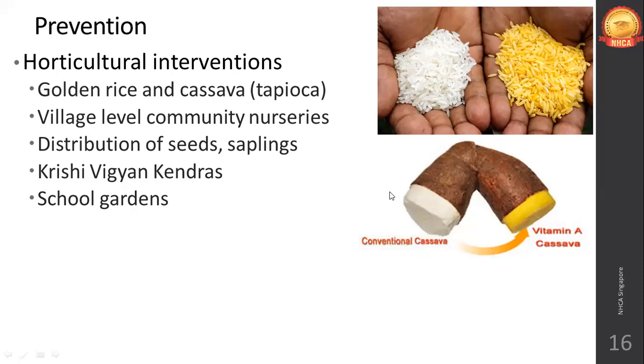Cassava means tapioca. In India, we call it tapioca. In some parts of the world it is called cassava. It's a very common staple food in southern states like Kerala, Tamil Nadu, etc. Even sabudana is made from tapioca. Some variants of sabudana are made from tapioca.